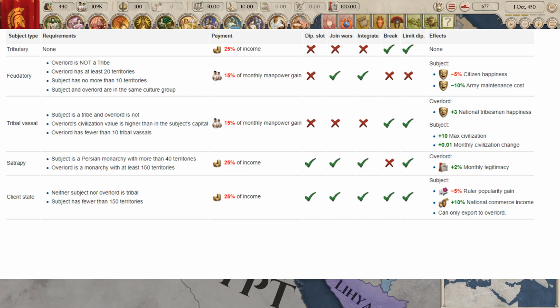Each vassal type also has a loyalty value to the overlord. The value is between 0 and 100, and it increases or decreases depending on a variety of factors.